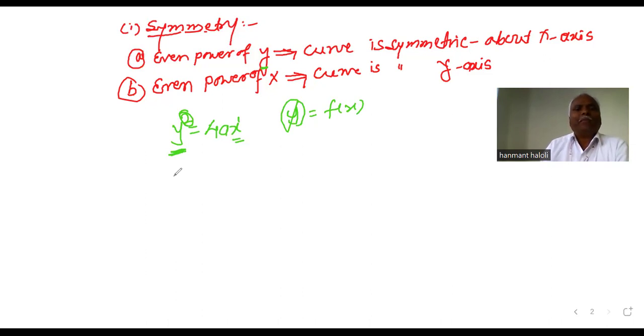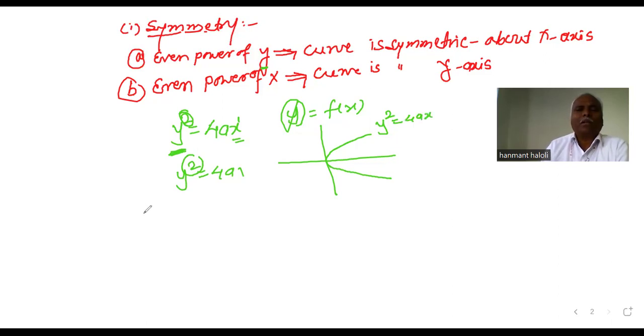Here the power of y is even in y square equals 4x. Therefore, the curve is symmetric about the x-axis. This is our x-axis and this is the y-axis, and this parabola is symmetric about the x-axis. Similarly, if the curve is given in another form, say x square equals 4ay, now look at the powers of these two variables.